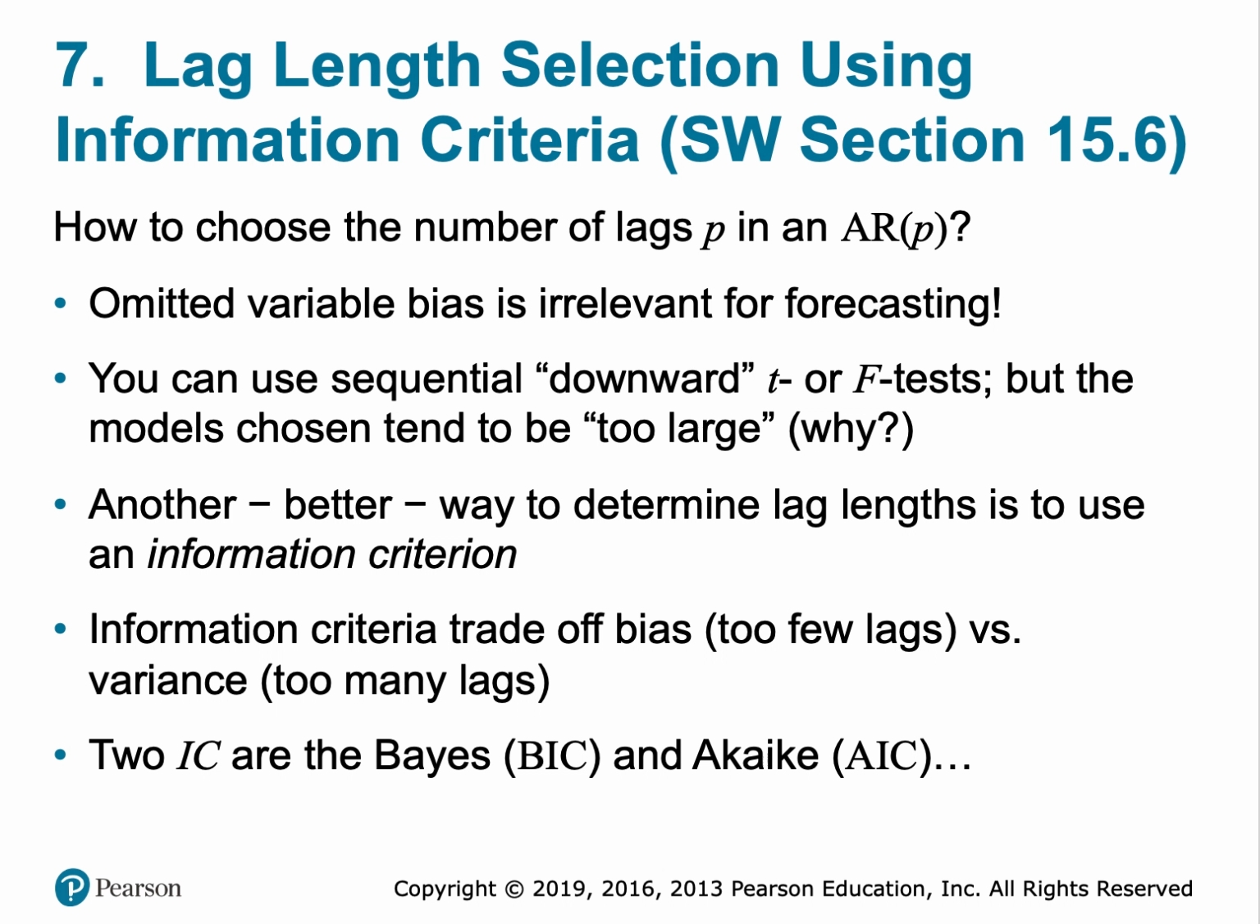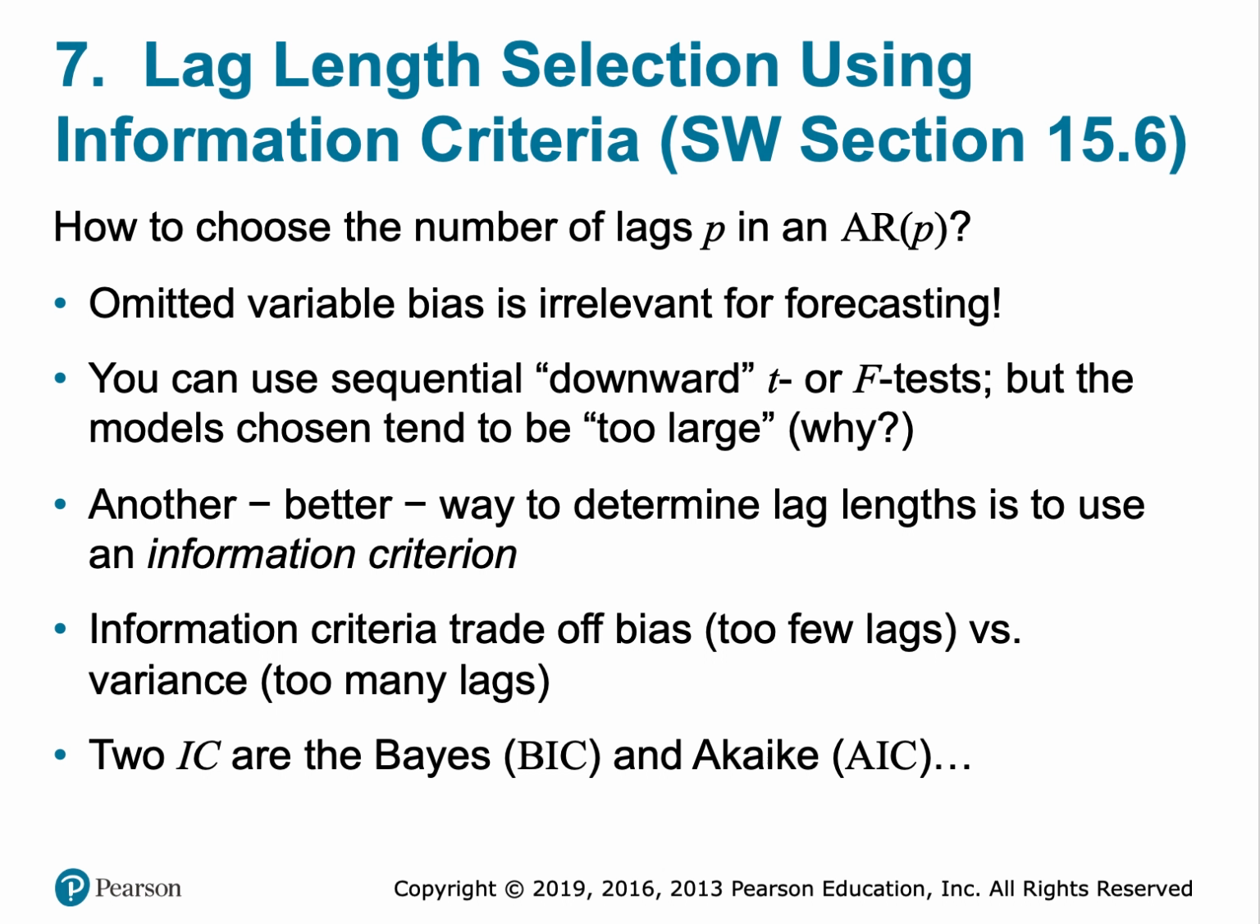So if we want to think about how many lags to include in our model, you could use sequential downward T or F tests. That is, including a large number of lags and only excluding the last insignificant lag. But if you do that, models chosen tend to be too large because of the type 1 error. Another better way to determine lag lengths is to use an information criterion.